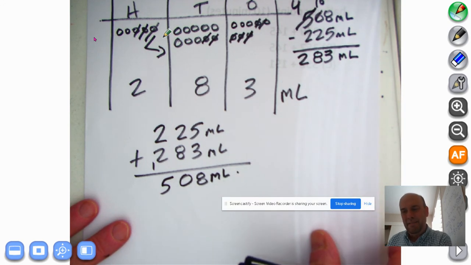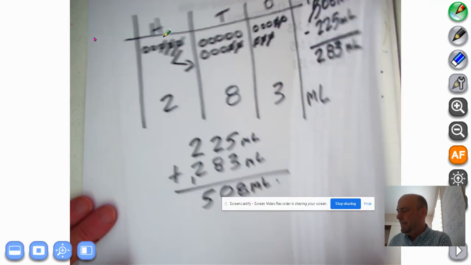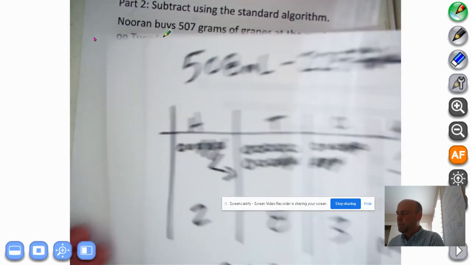It's math magic. Okay, it's time for you to take a quick restroom break or water break.